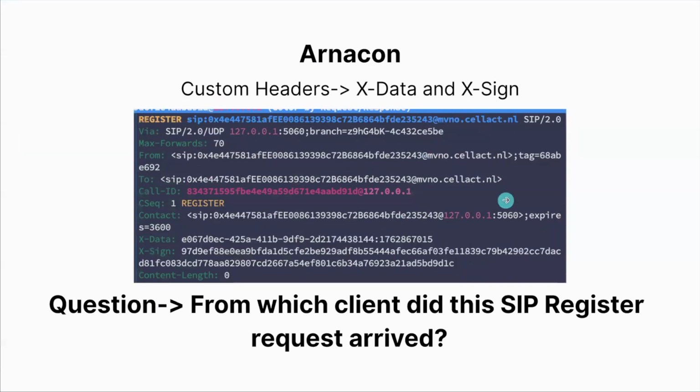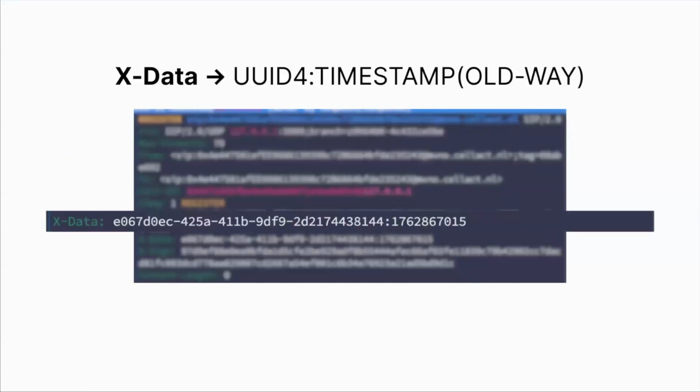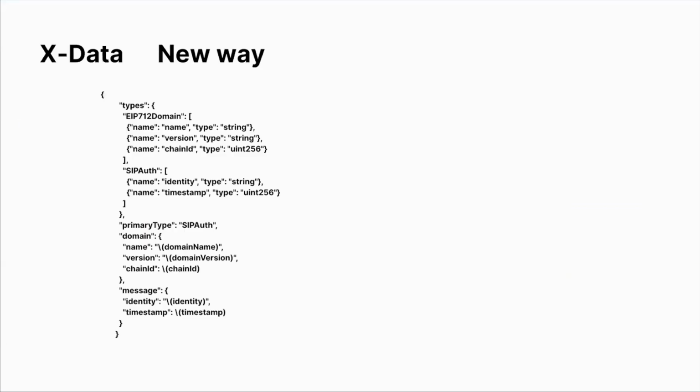In Arnacon, we use XData and XSign, and the from can be a plain Ethereum address or an ENS. XData is a UUID4 concatenated with a timestamp in milliseconds. That's the old way, and we upgraded the system in order to support the new EIP 712, with structured and typed data. We see here that it's declaring which data it is beforehand with some custom parameters. And then afterwards, we are filling these parameters with actual values.